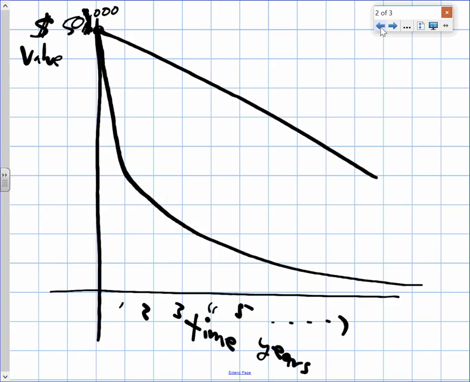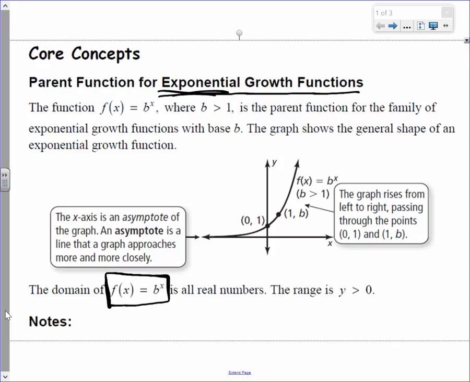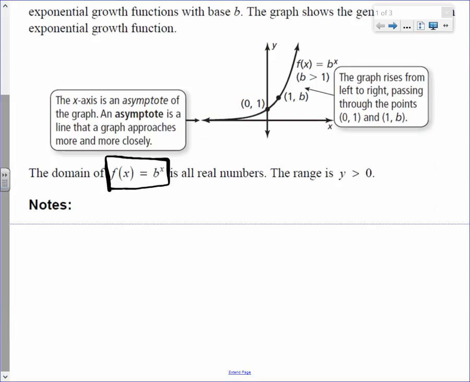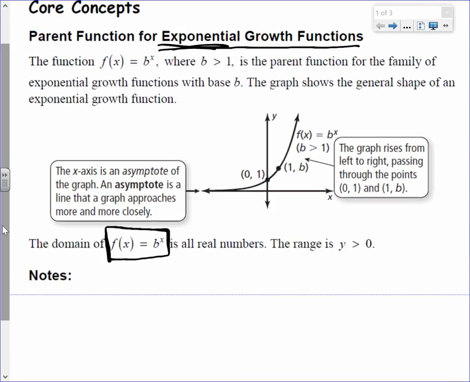So let's see. What are some of the features? In order for you to have an exponential growth, this number b has to be greater than 1. So any number greater than 1, 1.1, 1.2, 2, 10, 50. As long as that number is greater than 1, you're going to have an exponential growth function. It's going to look going up. It's going to look like that.